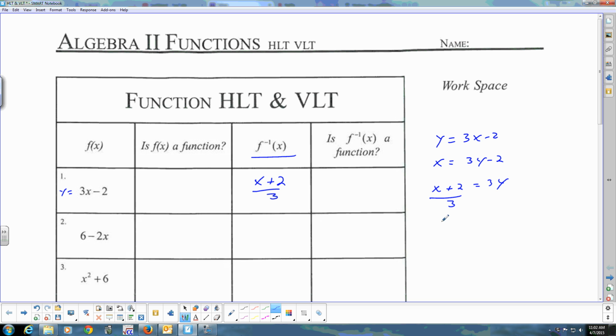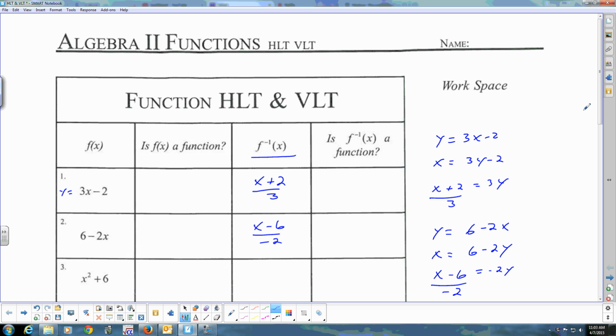Do the same for this one. So you have y is equal to 6 minus 2x. So you would switch your x and y's, getting carried away. Subtract your 6, and then divide by negative 2. So you have x minus 6 over negative 2.